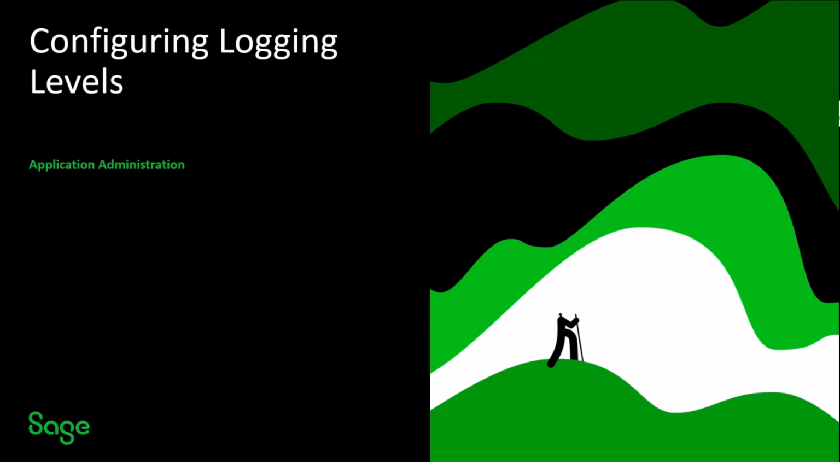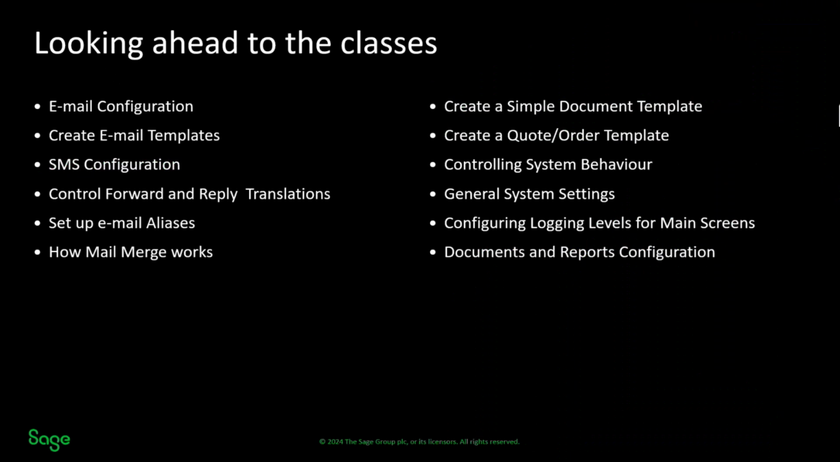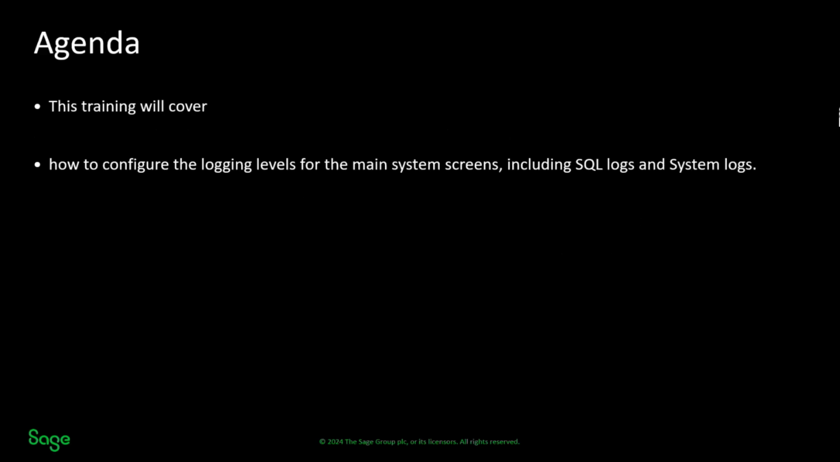In today's short training session, we're going to be looking at another one of the topics within this broad area of application administration. We're looking specifically at the idea of configuring the logging levels. This is all about making sure that system administrators have the knowledge needed to understand what's involved and what the implications are of setting a logging level to a particular point.